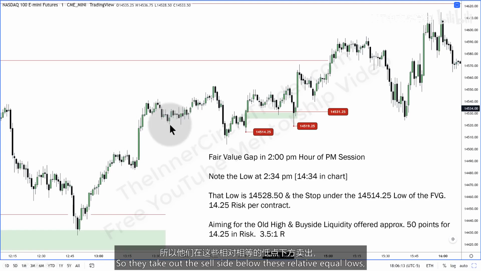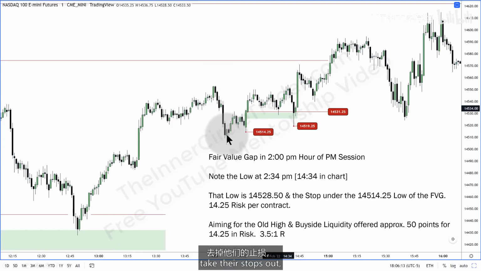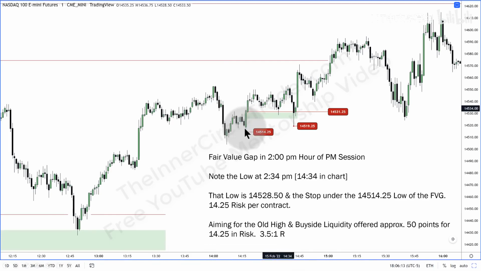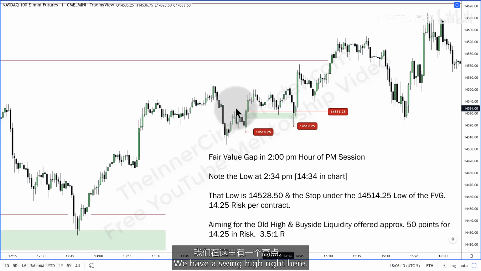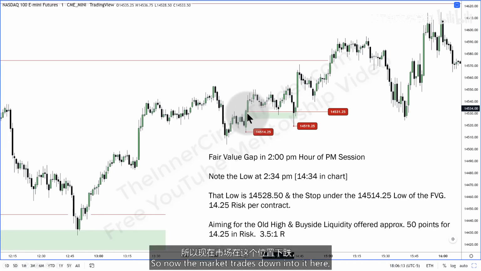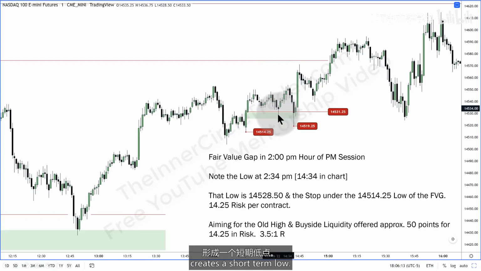So they take out the sell side below these relative equal lows, take those stops out, and then it rallies, and it drops back down. Now here, watch. We have a swing high right here. It breaks it. Does it trade above that? Yes. Was it energetic? Yes. Does it have a fair value gap? Yes. So now the market trades down into it here, creates a short-term low. You could be a buyer there. There's nothing wrong with that.